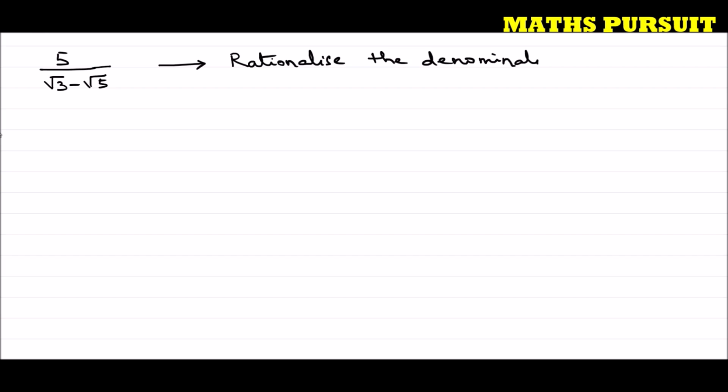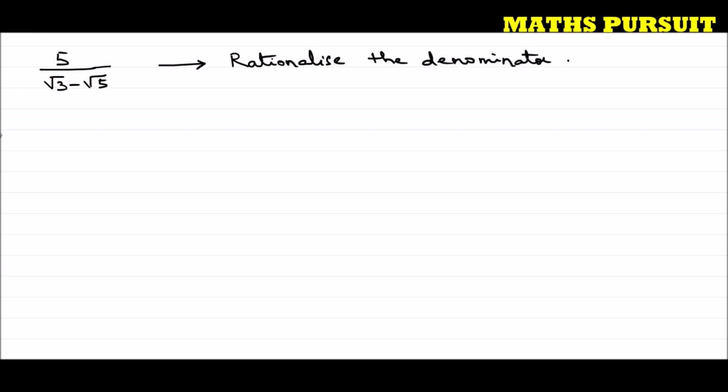Question has given us this expression, 5 upon root 3 minus root 5, and question is asking us to rationalize the denominator. Guys, this is again a very simple and very straightforward one.